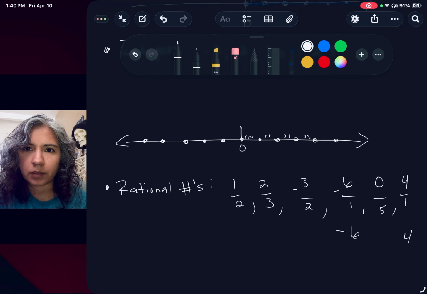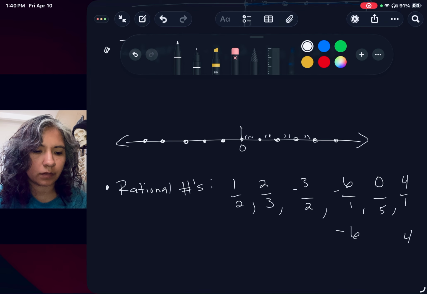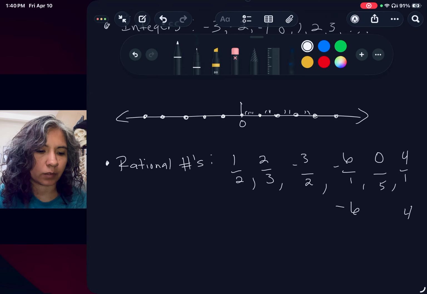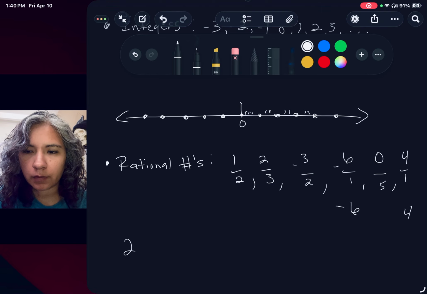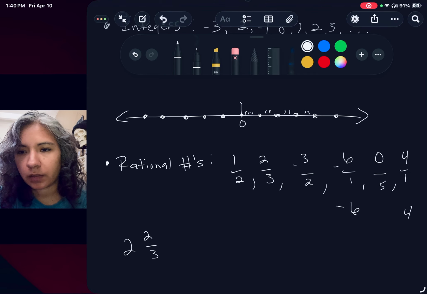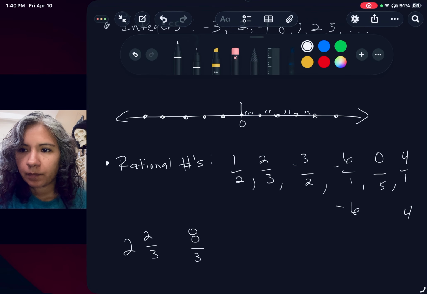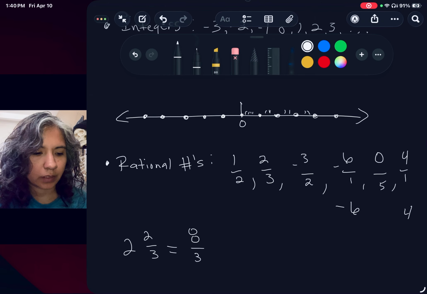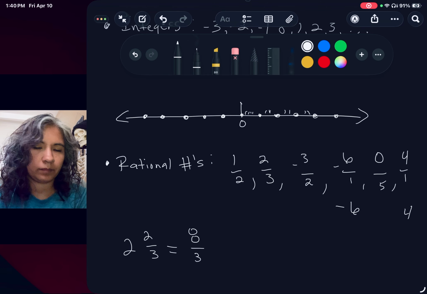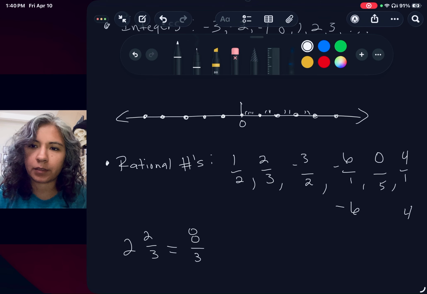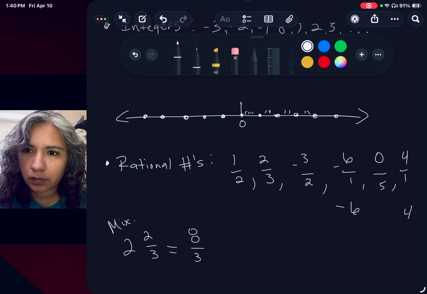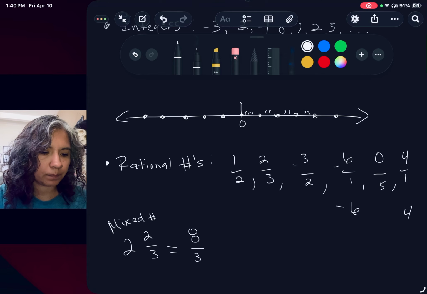Rational numbers also include all of the positive and negative mixed numbers because these can be written as fractions. So we can say 2 and 2/3. We can write this as a fraction. We have 8/3, right? So that can also be written as that. So rational numbers include mixed numbers.